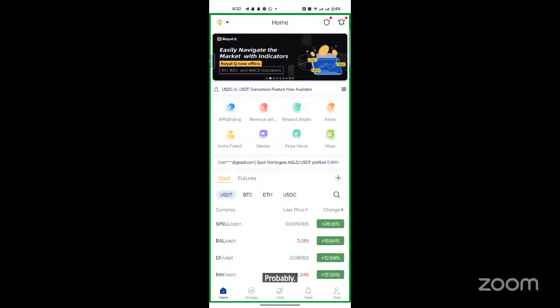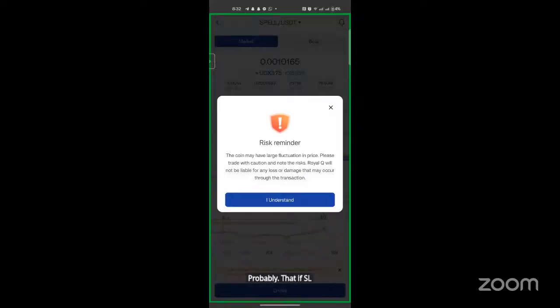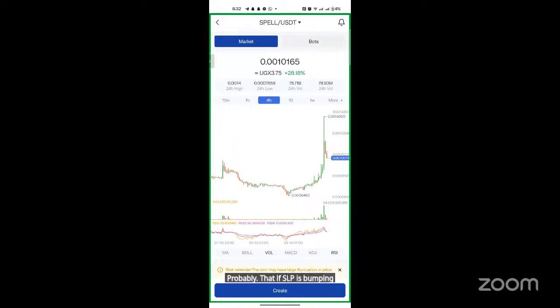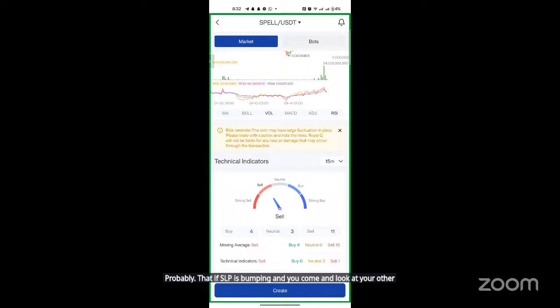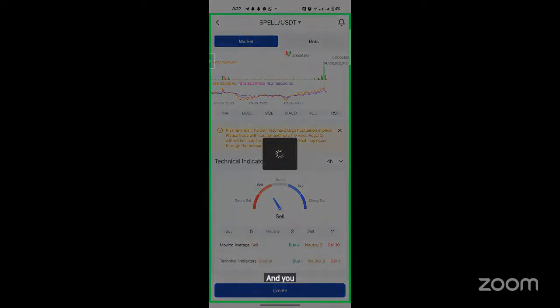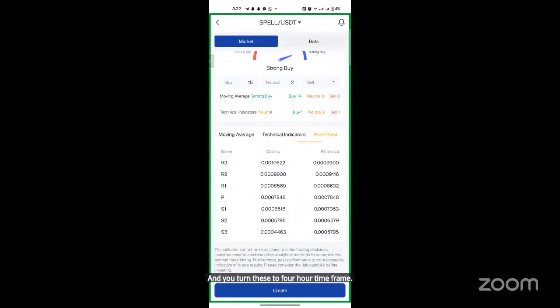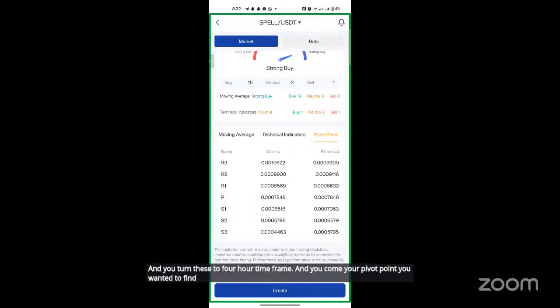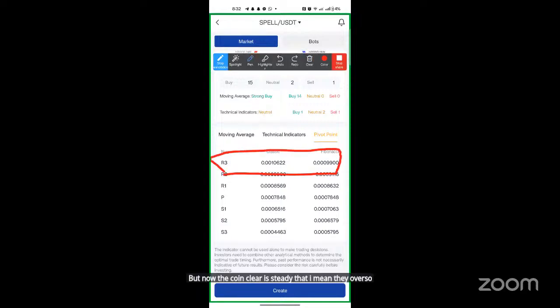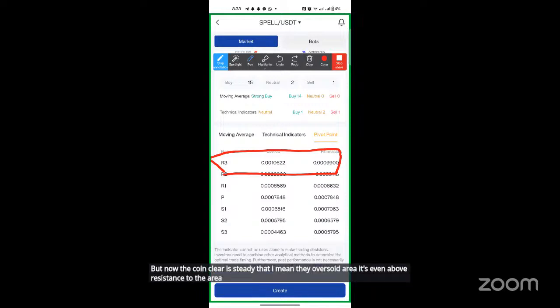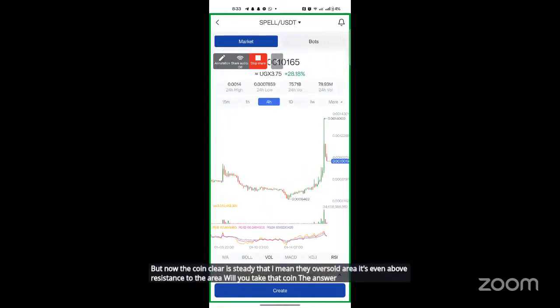If SLP is pumping and you look at your RSI pointing down, and you turn to the 4-hour time frame and come to the pivot point because you wanted to find an entry, the coin clearly states that it is in the oversold area. It's even above resistance 3. Will you pick that coin? The answer is no.